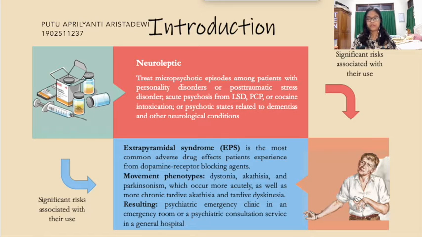The student project focuses primarily on the acute side effects of neuroleptics, generally referred to as extrapyramidal syndrome or EPS. These are the most common adverse drug effects patients experience from dopamine receptor blocking agents. A variety of movement phenotypes have been described along the EPS spectrum, including dystonia, akathisia, and Parkinsonism, which occur more acutely, as well as the more chronic manifestations of tardive akathisia and tardive dyskinesia. These side effects are more often a cause of presentation to psychiatric emergency services.